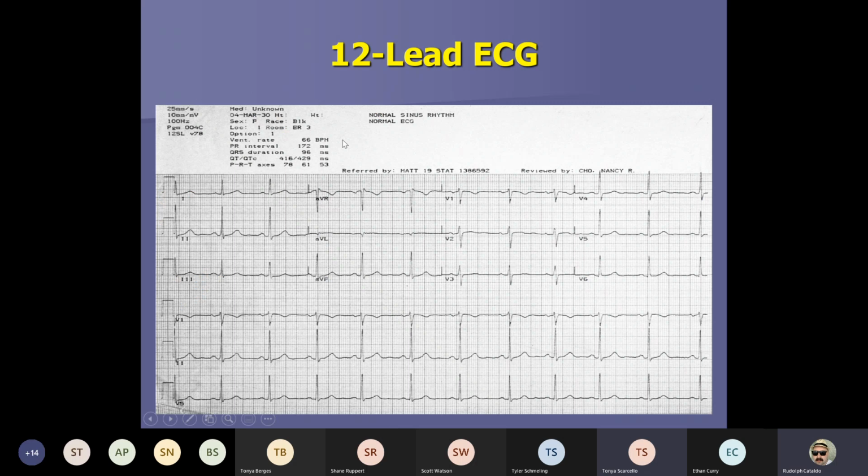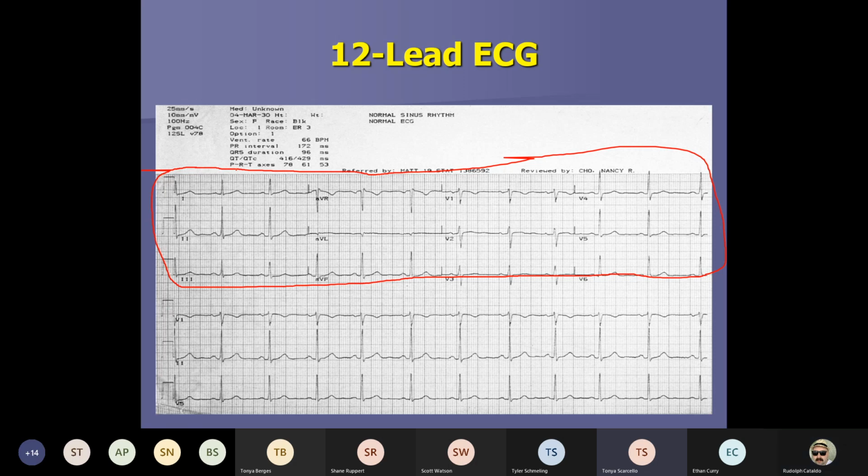When we look at a 12 lead, and this is an older version of a 12 lead, but very similar to what we see now, we're looking primarily at this top strip here, okay? It consists of different leads, right? 12 different leads to be specific. We got lead 1, lead 2, lead 3 on the left column. To the right of that, we have AVR, AVL, and AVF. To the right of that, we have V1 through V6.